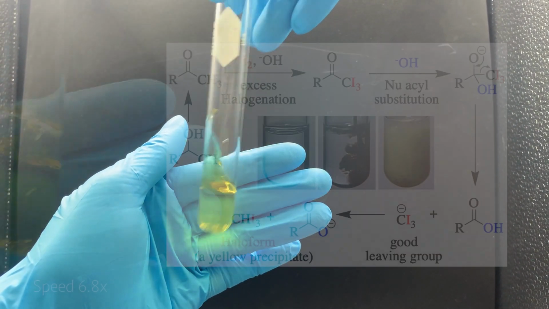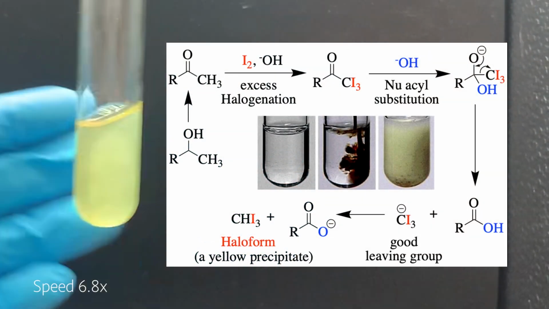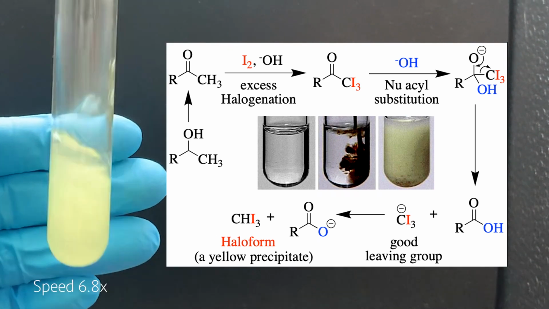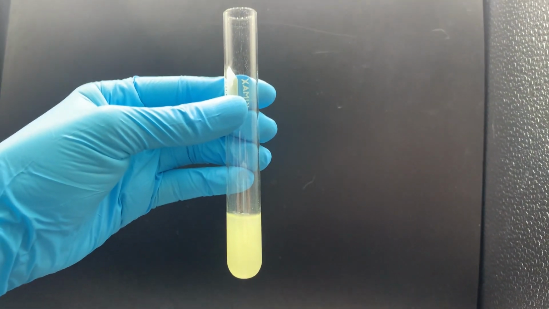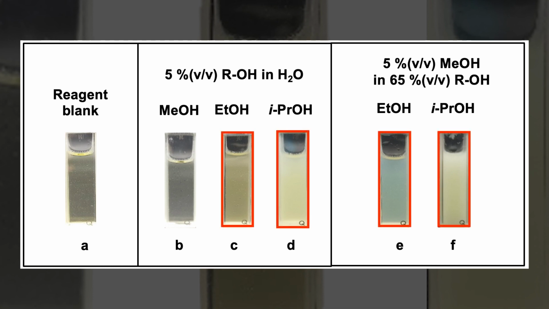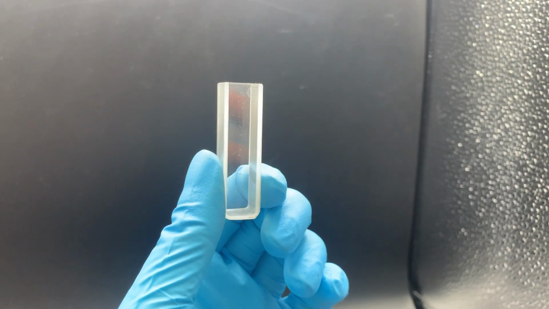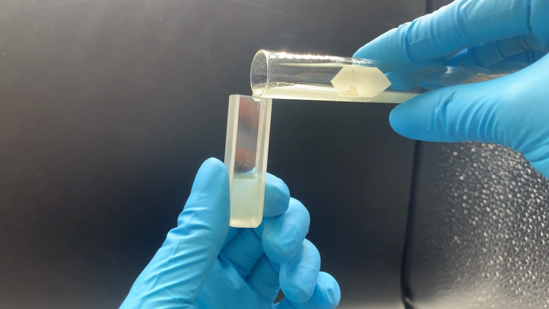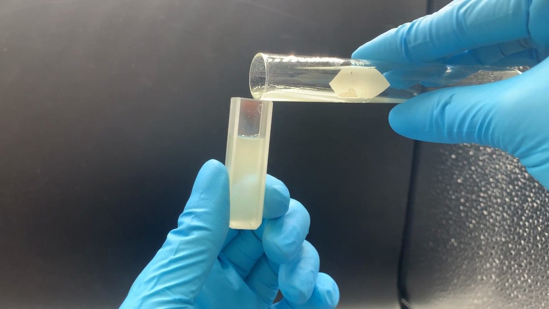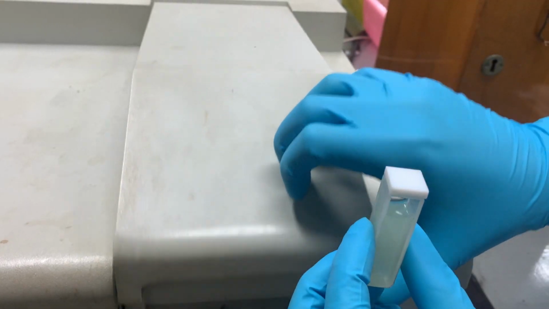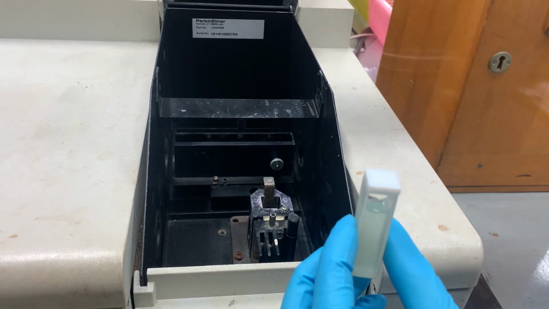After adding all chemicals, the iodoform precipitate is going to appear. This is the mechanism of iodoform reaction. Only ethanol and isopropanol can provide iodoform precipitates. The mixture is transferred into a quartz cuvette, and measure absorbance at 1000 nanometers.